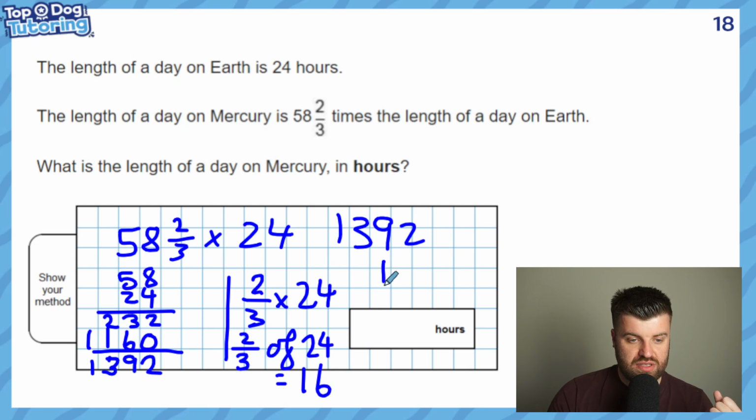So I have 1392 plus the 16. This is going to give me the total hours. 2 plus 6 is 8. 9 plus 1 is 10. 3 plus 1 is 4. And then 1 drops down. 1,408 hours. That is a long day.